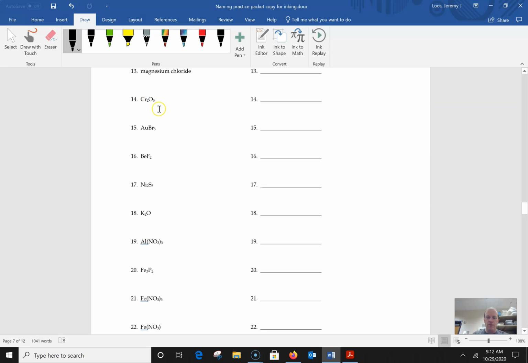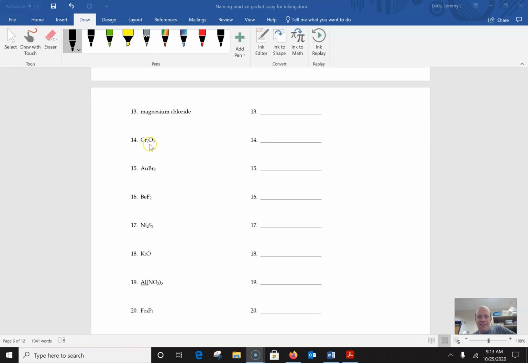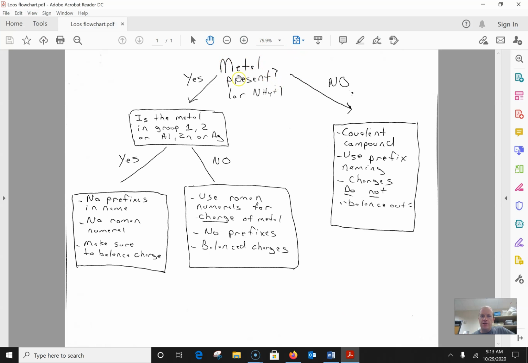So for example, looking at this first one, we got chromium and we got oxygen. So you also need your periodic table if that's not obvious. Let's take a look at our flow chart to help us see how to properly write the name here. Going to the flow chart, the first question we ask is: is there a metal present or ammonium? Because what that's going to tell us is, are we doing ionic things or are we doing covalent things? In the case of this page, the answer is always going to be yes, that there is a metal present. So in the one we were just looking at, chromium oxide, yes, there is a metal present.